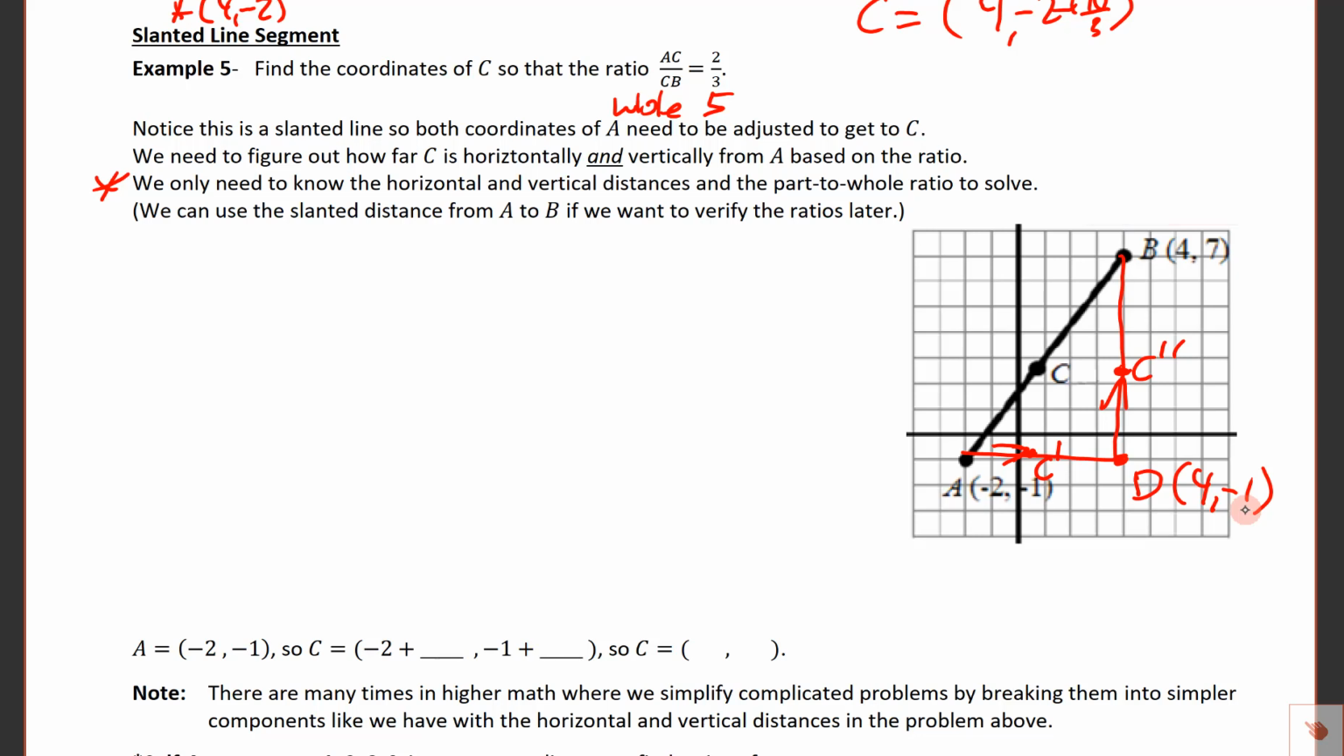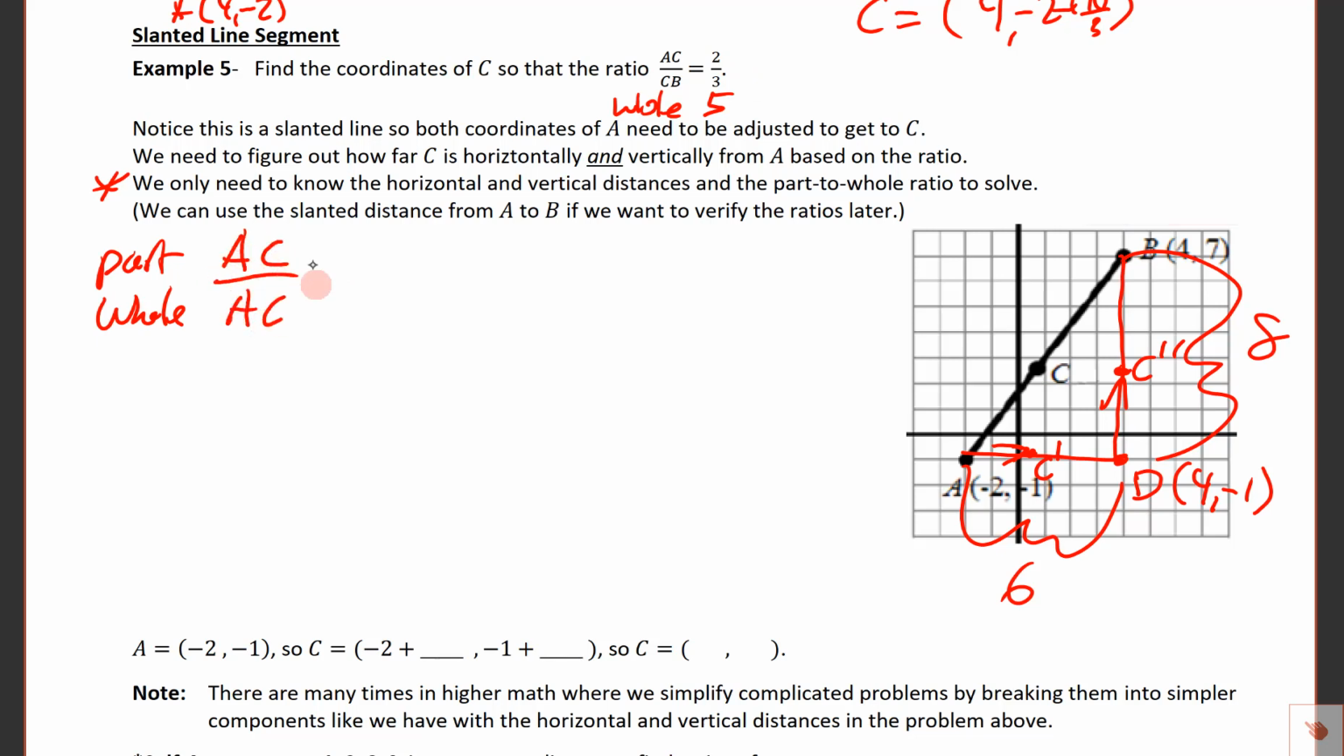No. Okay, how far is it from here to here? It's 8. 7 minus -1 would give us 8. How far is it from here to here? 6. Okay, you ready? This is going to go pretty quick. So we're going to do the part to the whole. We want this part. This part is 2 out of all 5 of them.